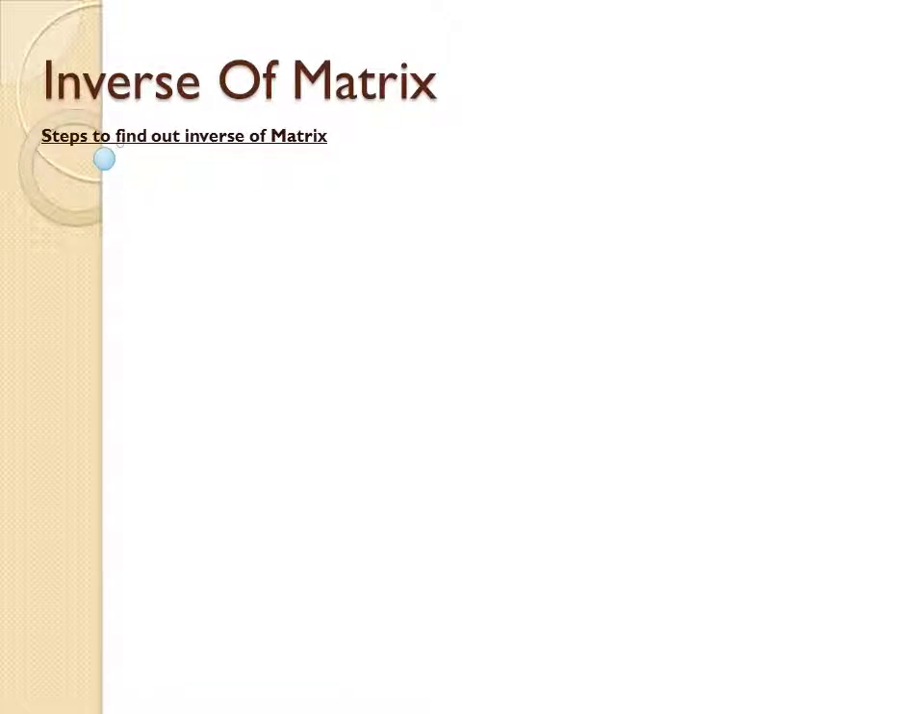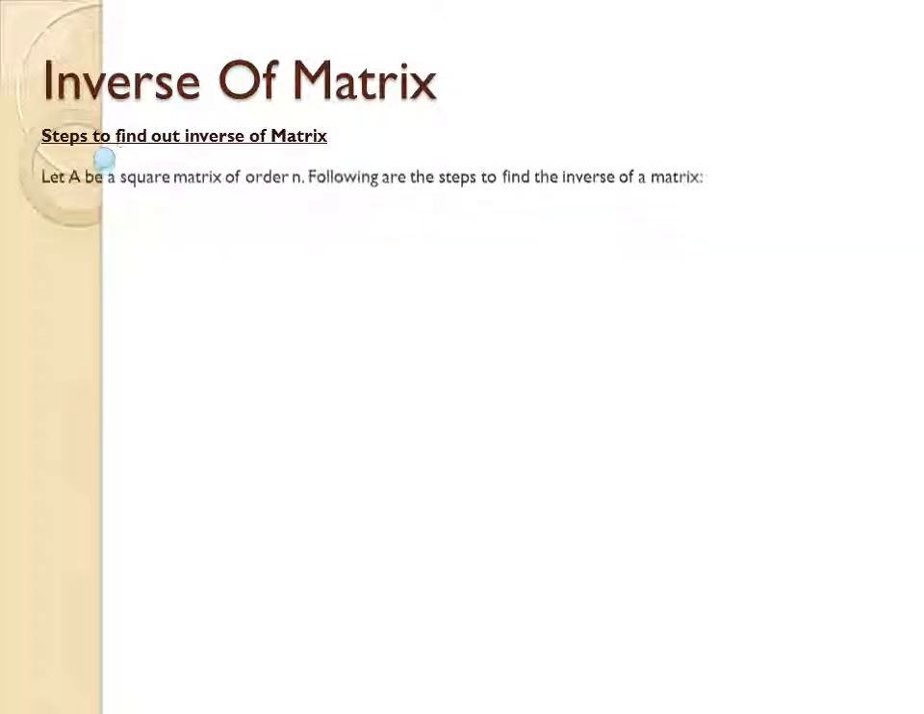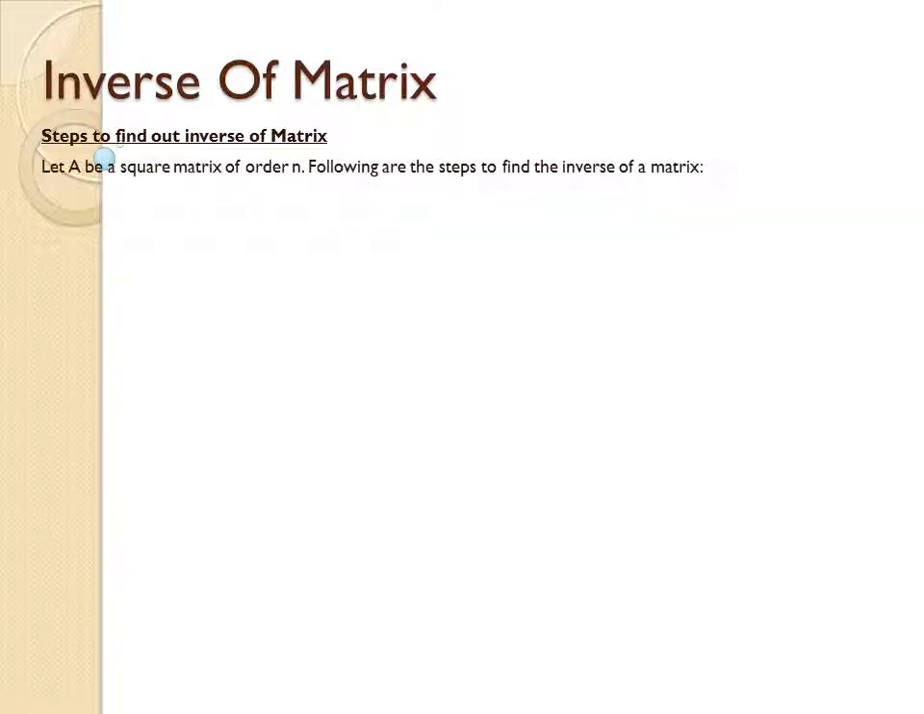There are different steps to find the inverse of a matrix, so we will go through them step by step. Let A be a square matrix of order n. Following are the steps to find the inverse of a matrix. Step number 1, find the value of the determinant of A, that is, find mod A. Mod A means det A. So basically first we have to find the determinant.